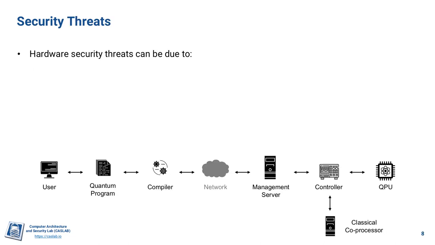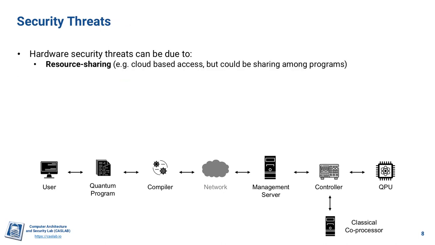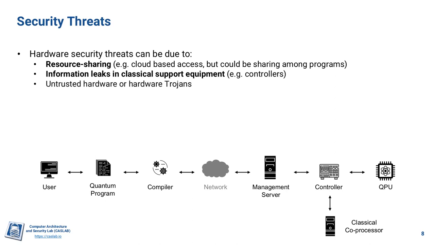And then for the security threats, there are a lot of them. We can look at the hardware and the software security threats, and our group is focusing more on the hardware end. The security threats from the hardware are mainly from resource sharing. In any cloud-based setting, you have multiple programs running on the same computer, there's some resource sharing, and that would lead to potential security issues. Another aspect from the hardware is the classical controllers and support equipment that could be leaking information.